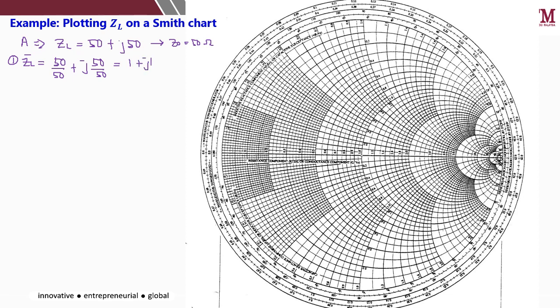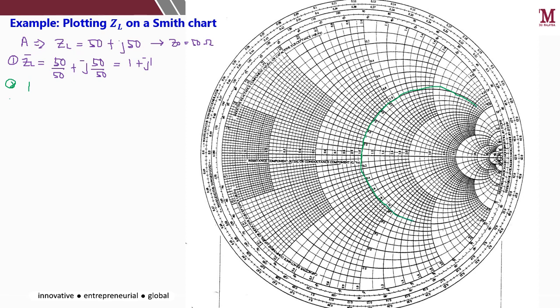The next step is to find the 1 on the chart. So refer to the circular line. So 1 is somewhere here, so it's here. So this is the line for real part 1.